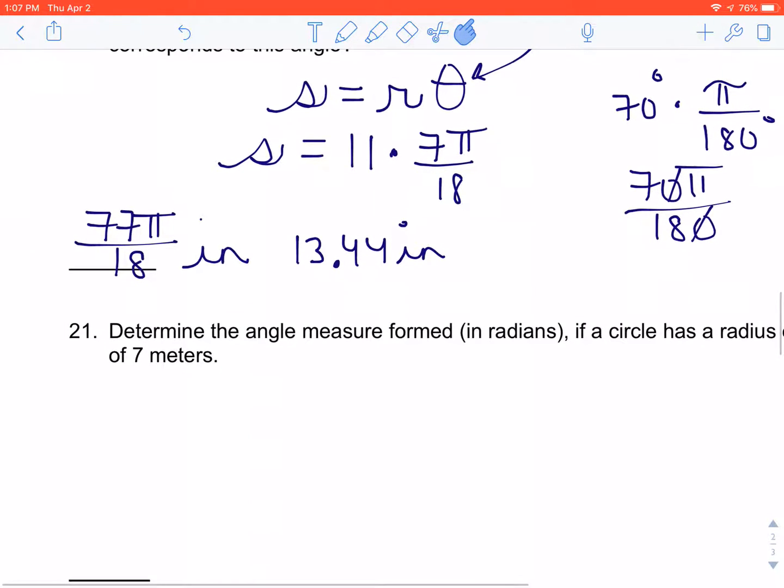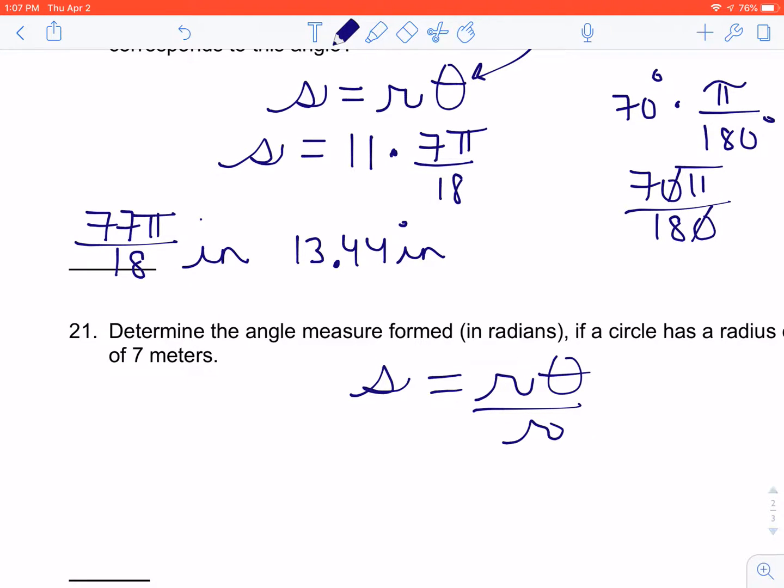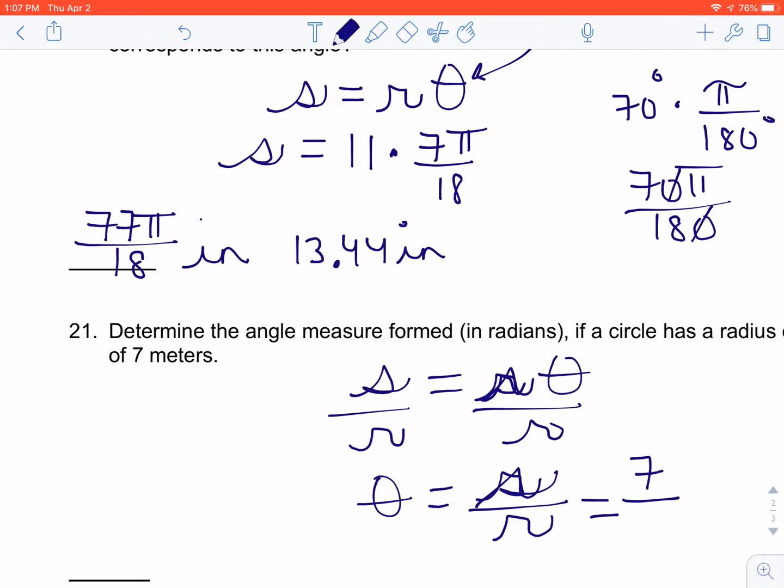Okay, the next one wants to know the angle. So if I have s equals r theta, if I want to, I could just solve that formula so that I can directly get the angle. If I divide both sides by r, I get theta equals s over r. So if s was given, which it is, the arc length, which is 7 meters, over 2.5 meters. The meters will cancel.